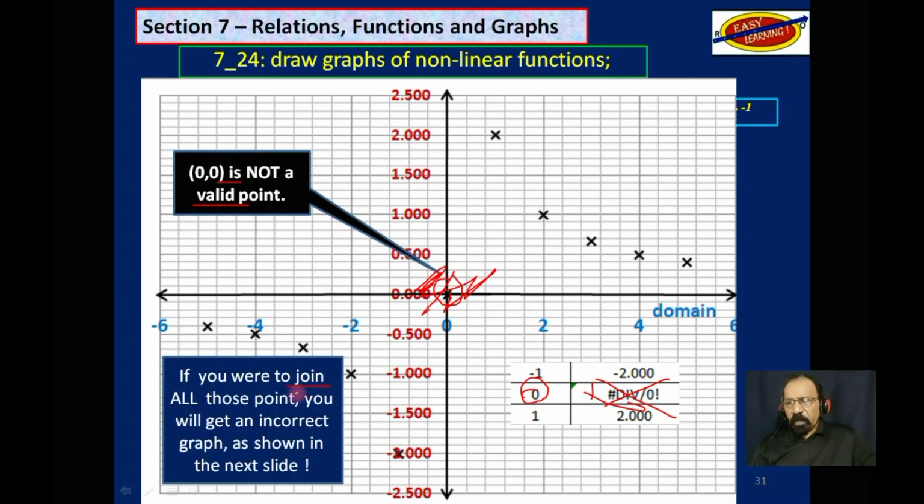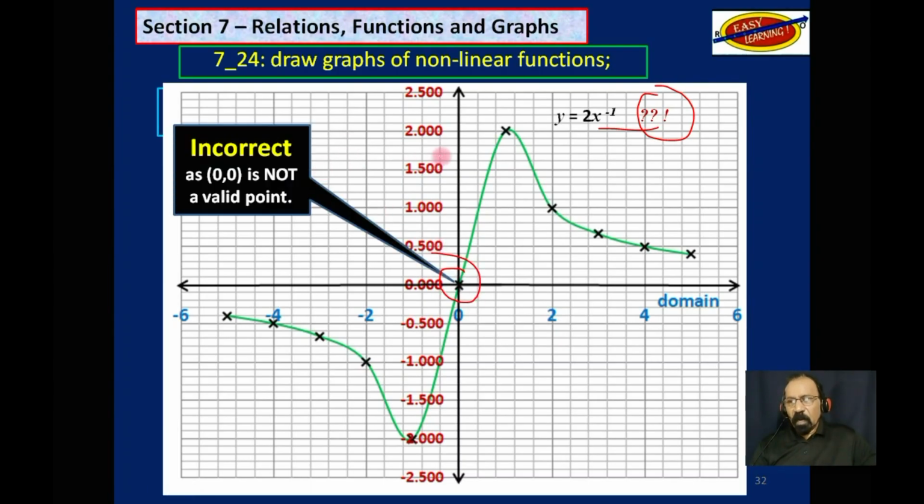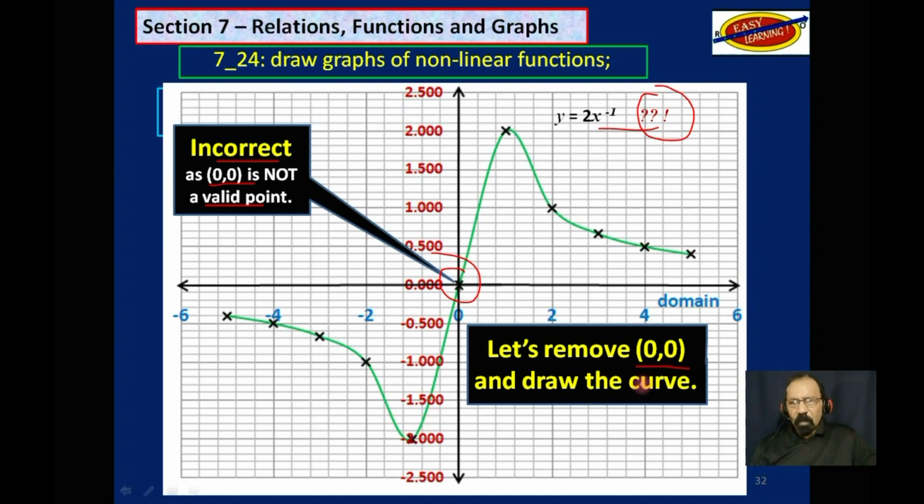Now, if you were to join all these points, you get an incorrect graph as shown in the next slide. Remember, if we keep this point here, you get a graph that looks like this. But recall what I said. This is not a valid point. So that is a wrong graph. It is incorrect, as 0, 0 is not a valid point. So please don't make that mistake. Let's remove 0, 0 and now draw the curve. Remember, what you see may look like two curves or two graphs, but it's really one.